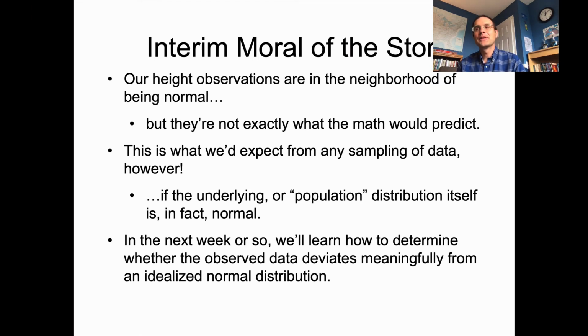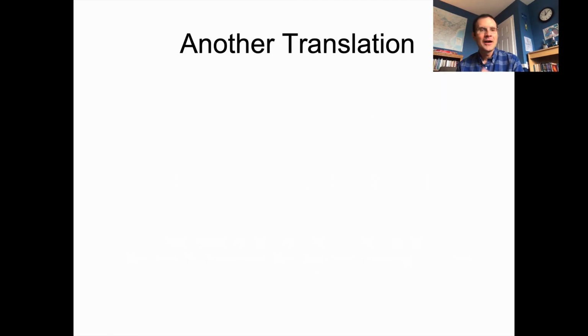But again, another moral here is that things that might be normally distributed won't be exactly normally distributed, and also don't assume that things will be normally distributed. Even if they're pretty close, there's a way you can kind of tell.